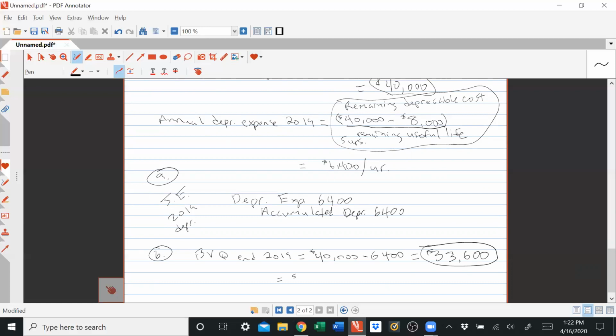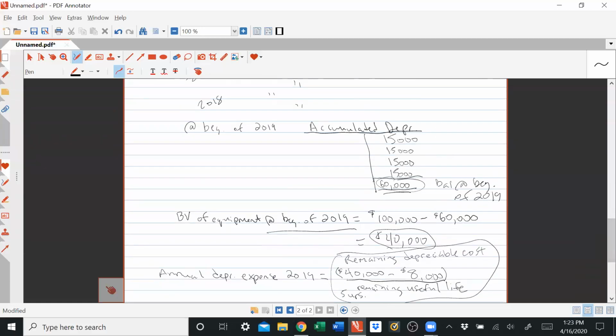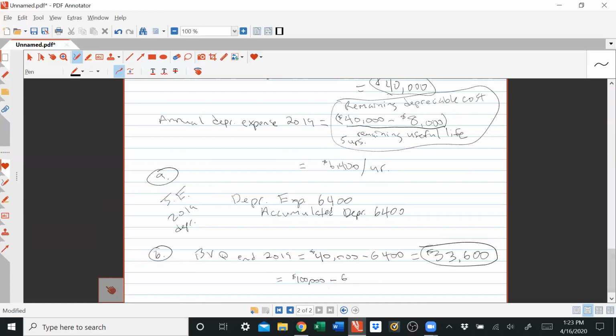It's the same thing as taking the original acquisition cost and subtracting the balance in the accumulated depreciation account. Accumulated depreciation account at the beginning of 2019 has 60,000 in it. Then during 2019, we add an additional 6,400. And so at the end of 2019, the balance in the accumulated depreciation account is 66,400. So the book value of the asset, 100,000 minus 66,400 is 33,600.